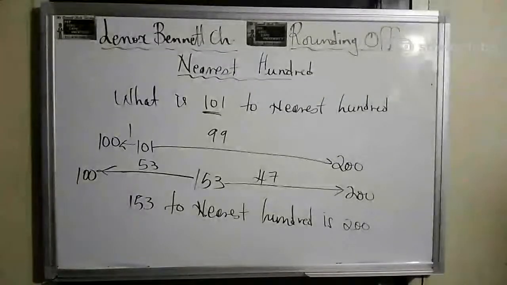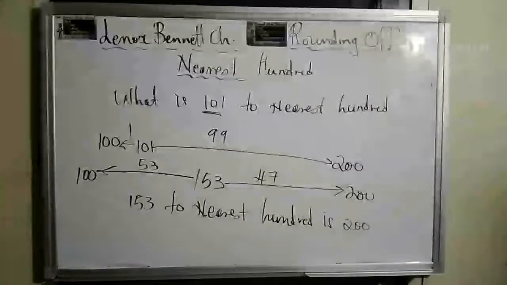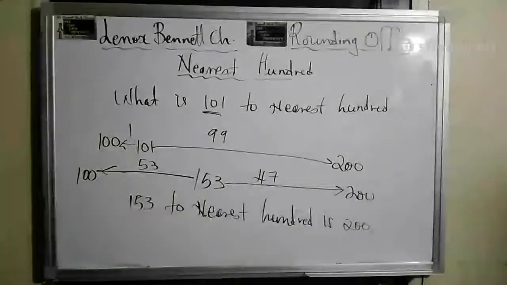Alright, let us look at a decimal now. With high school, we are required to round off to 1 decimal place, 2 decimal places, 3 decimal places, and so on. So let us look at rounding off decimals.